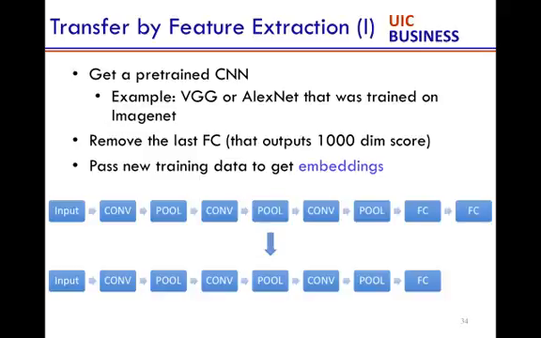With feature extraction, you remove the last fully connected layer. For example, in AlexNet it's the 1000 dimensional score vector because it's the ImageNet problem. Then you pass new training data to get embeddings. When I say embeddings, it's just this activation vector. So what do I mean? Pictorially, let's say this was the CNN for which somebody spent days to figure out the parameters, the parameters of the filters and the neurons, the weights. Then you chop off the final fully connected layer, which is the weight matrix here that generates a score, right?